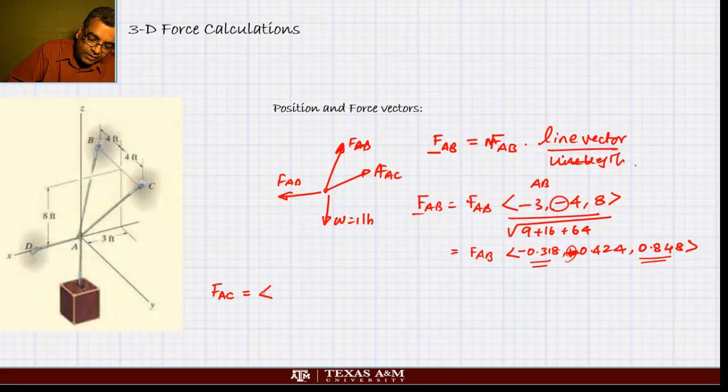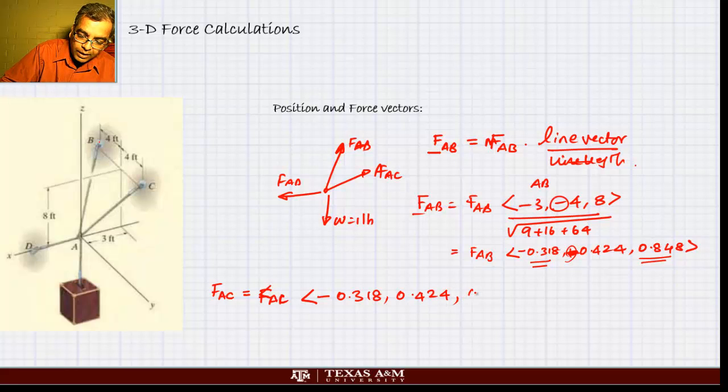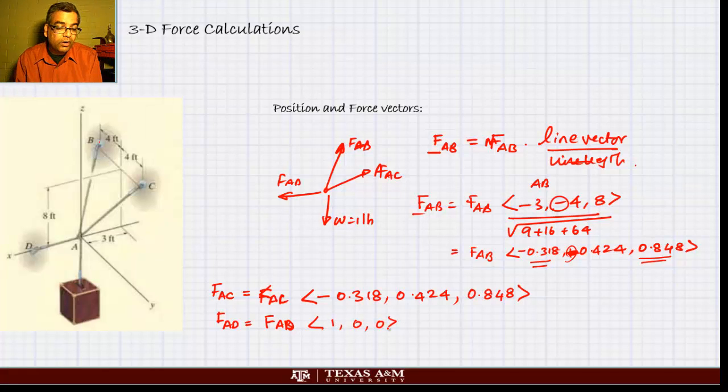If you do the same thing for FAC, you will get FAC is the force and the magnitude is minus 0.318, 0.424, 0.848. And then FAD, again we don't know the magnitude, but we know its direction. It's 1 in the x direction, 0, 0. You remember, we didn't know actually how far this was. We didn't know, but yet we could find the unit vector because anyway we divided it by the number. So it doesn't matter what the number was.